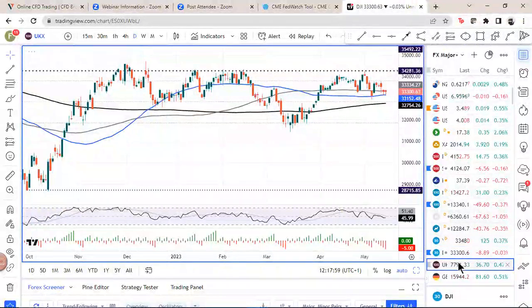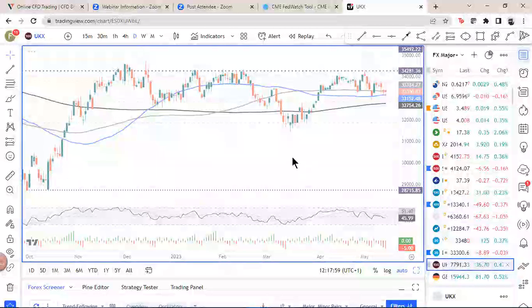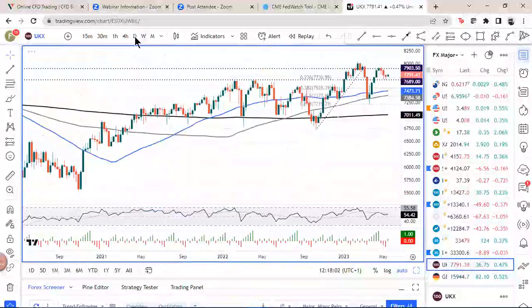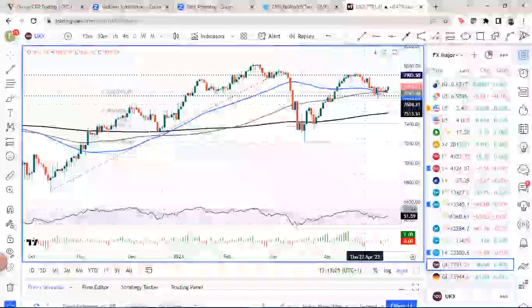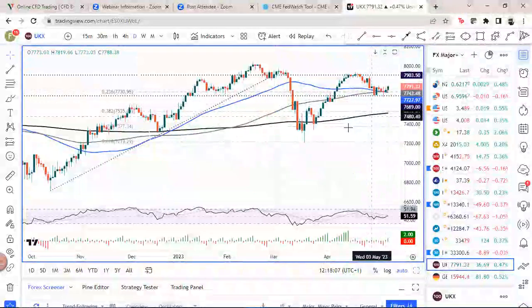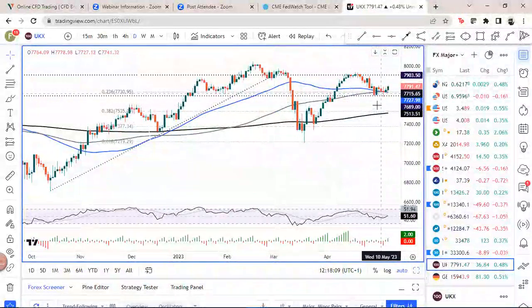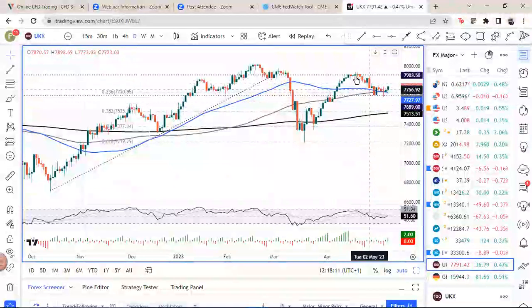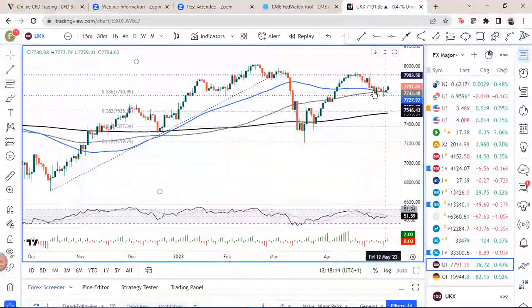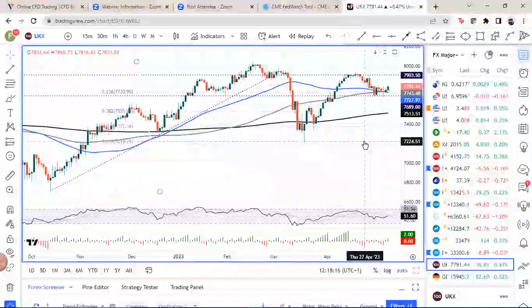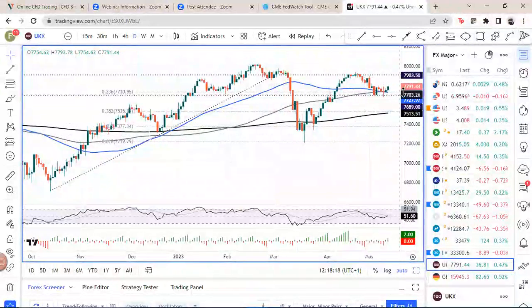I mentioned the FTSE just for us, quite interesting level really on the daily. You can see a confluence of indicators of support after falling back below 7,900. We've got the 50-day and the 100-day around 7,727 and 7,743.